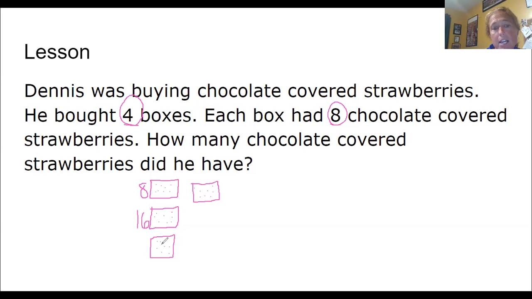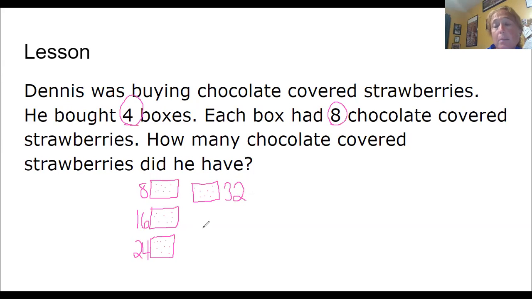Now, there's another 8 here. Okay, so what is 16 plus 8? 24. And then what is 24 plus 8? Because we have one more box over here. So 24 plus 8 is 32. So the answer is 32 strawberries.